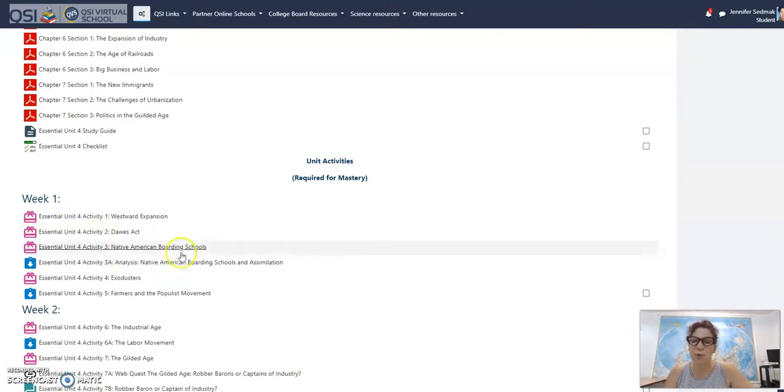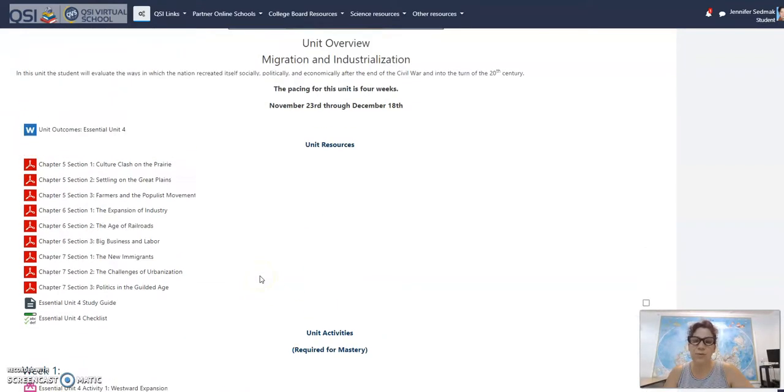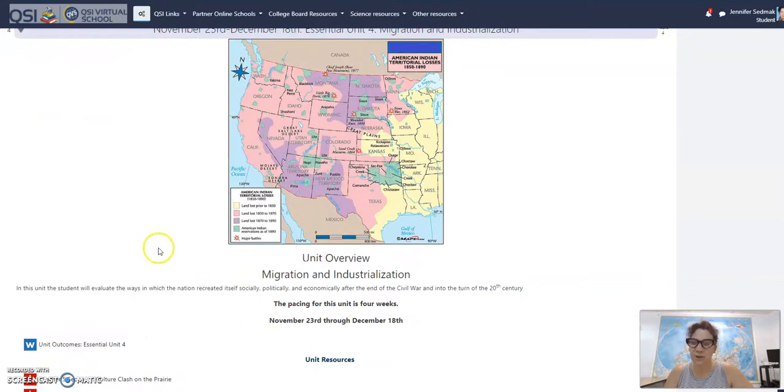So I'm going to kind of scroll back up to the map, but I'll talk about the Dawes Act and Native American boarding schools and the other activities that you're going to do this week. So essentially what the Dawes Act did in the 1880s was it had broken up the reservations. So the reservations were a practice that had been created beginning with the presidency of Andrew Jackson.